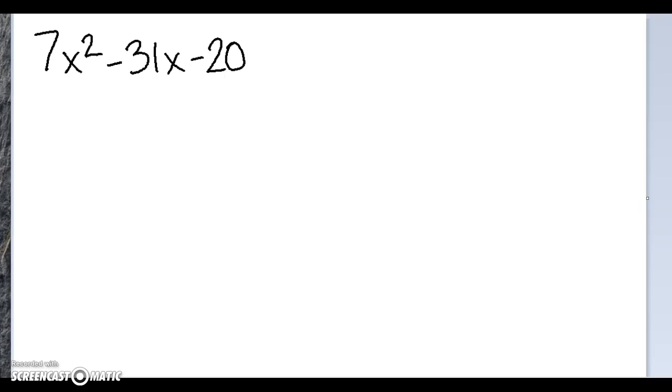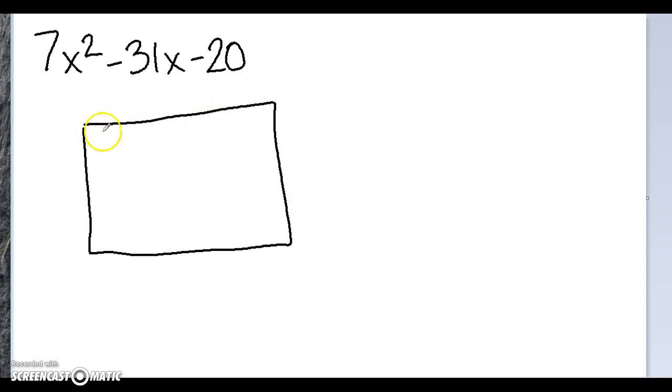Okay, we are going to look at factoring trinomials again, but this time our trinomial has a leading coefficient other than 1. So we've got 7 as our leading coefficient here. In class, we talked about how the box method was a little bit nicer for these trinomials, so I'm going to draw my box. And then in the first box, I put that first term. So I'm going to put 7x squared here.